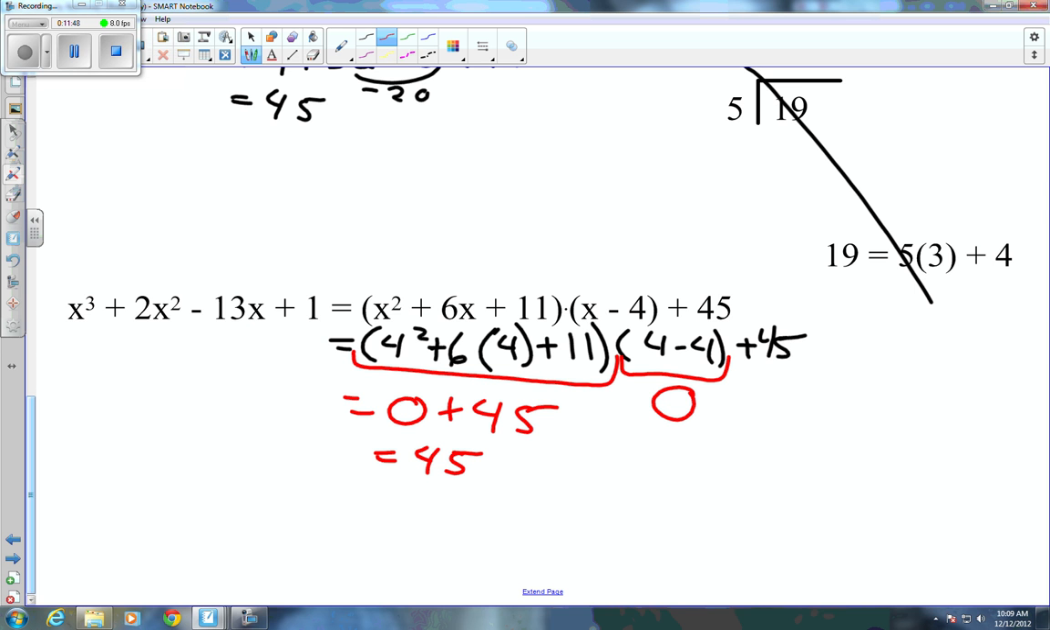Okay, so your remainder when you divide by x minus whatever number you're evaluating it at is always the value of the function, which is a nice, interesting result, and it makes life easier for us.